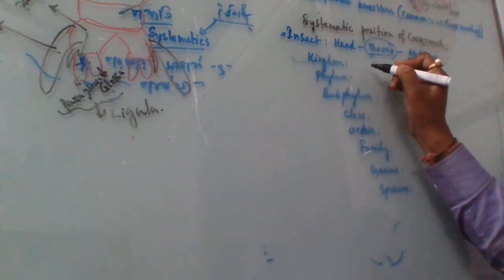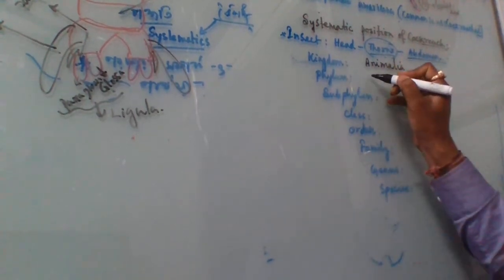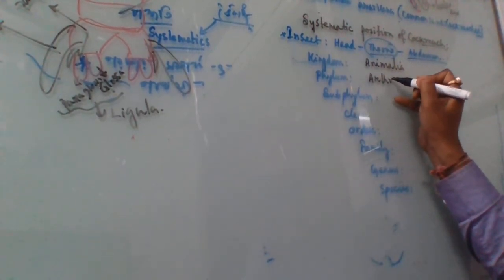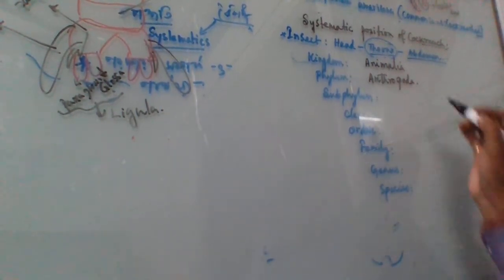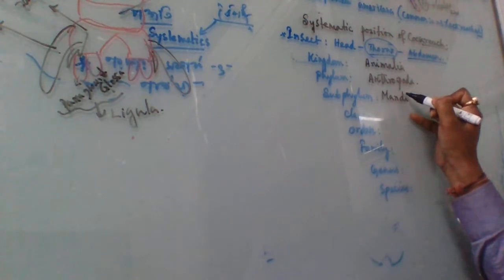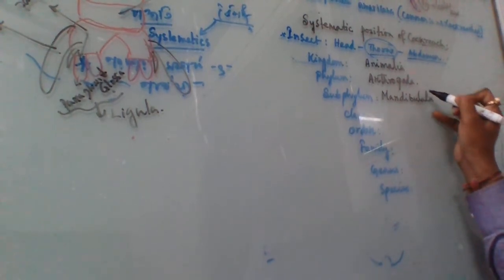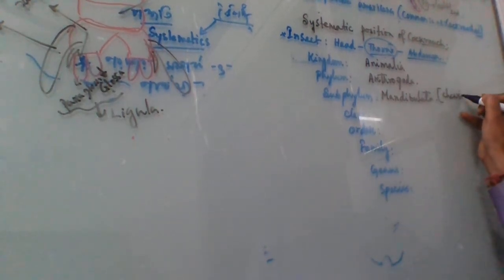you write down the kingdom is Animalia, phylum of course Arthropoda. These are the largest invertebrate phylum. Then subphylum Mandibulata, because they have chewing, tearing type of mouth parts.